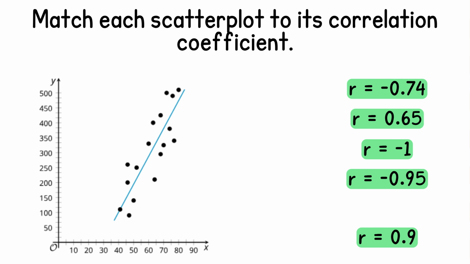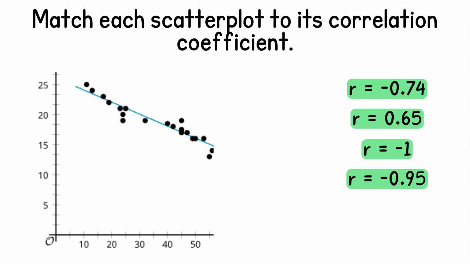Here's another scatter plot. This time we can see that our slope would be positive, so our correlation coefficient must also be positive. Our only positive options are 0.65 and 0.9. So 0.9 would be our correlation coefficient for this scatter plot, since it still forms a pretty nice linear model.